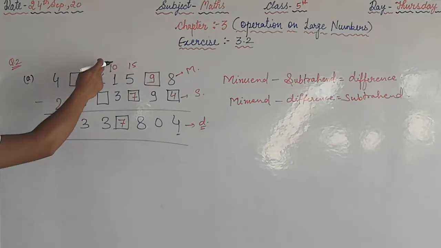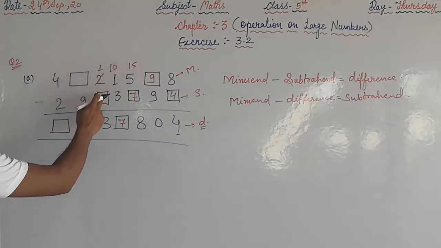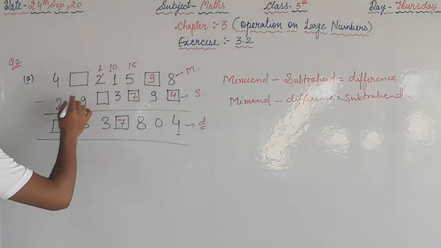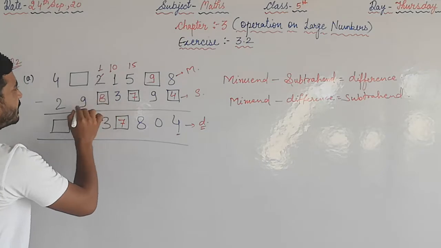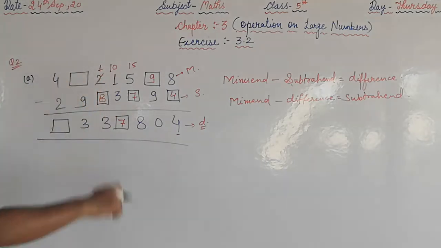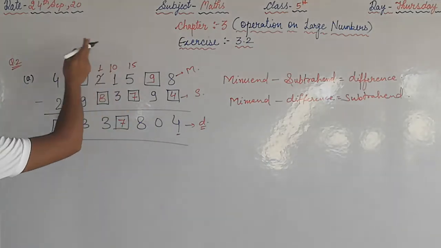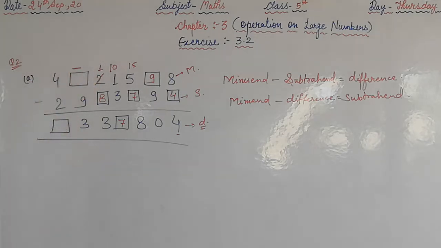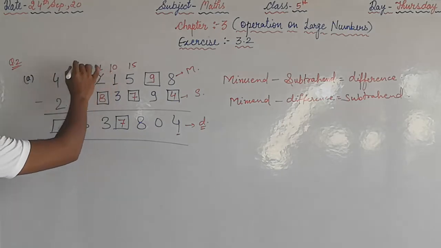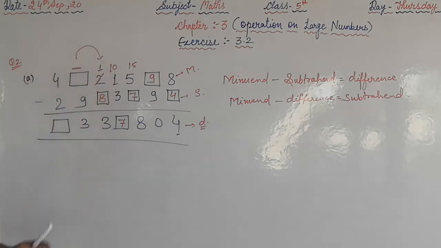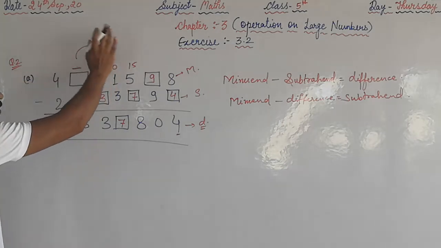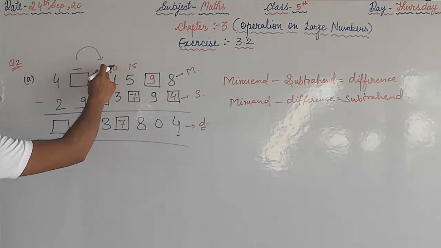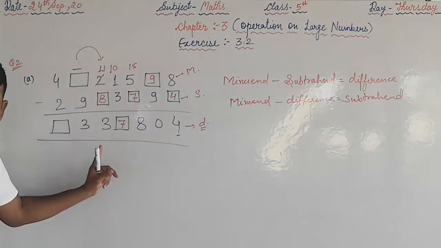Now from 1 you have to subtract a number to get 3. 8 is not subtracted from 1, so we have to borrow 1 from here. If a number is not there, we have to borrow 1 from whatever number is there. So here it becomes 11. 11 minus 8, here it becomes 3.